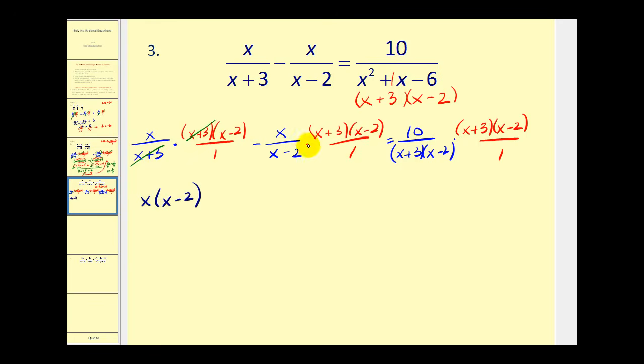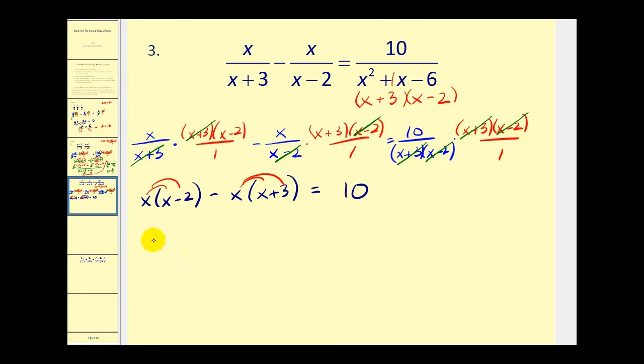On the next product we have x minus 2 on top, x minus 2 on the bottom, so we're left with minus x times x plus 3 equals, and on the right side notice we have x plus 3, x plus 3, x minus 2, x minus 2, so we're left with just 10 on the right side. Let's go ahead and solve this resulting equation. So we'll distribute and then solve for x.